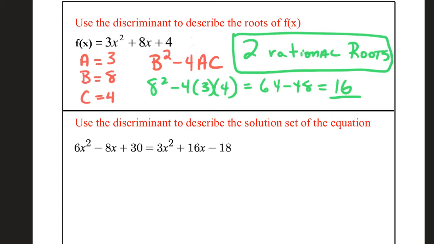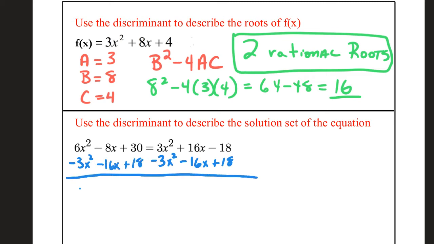So what do I have to do first with this one? I don't want to go ahead and start labeling A, B, and C. The first thing that I want to do is get it in standard form. So I'm going to move some things around. I'm going to move everybody to the left-hand side. Okay, now that I'm in standard form, I can identify A, B, and C.